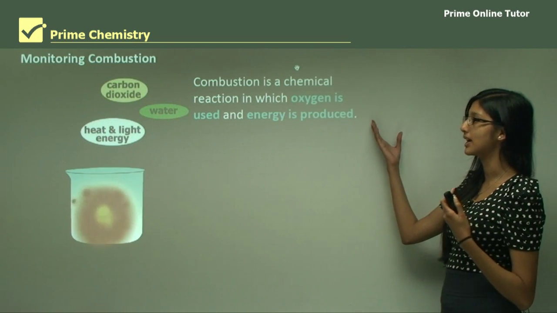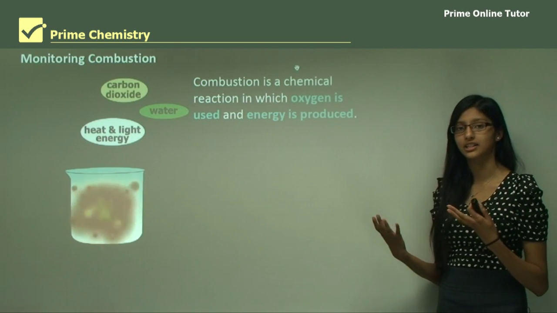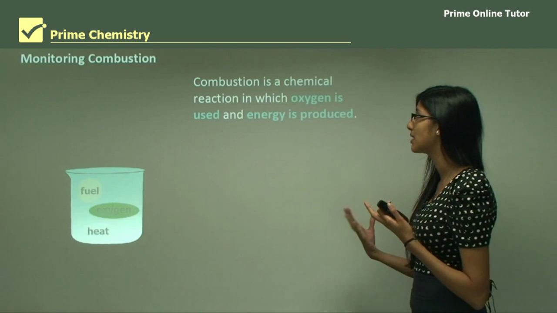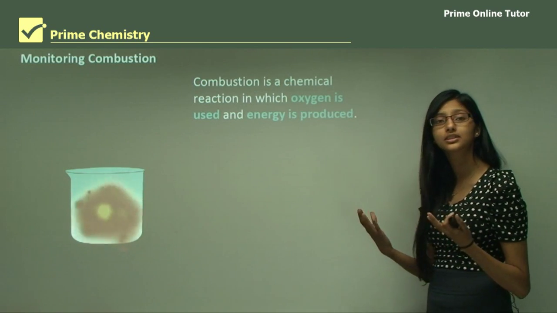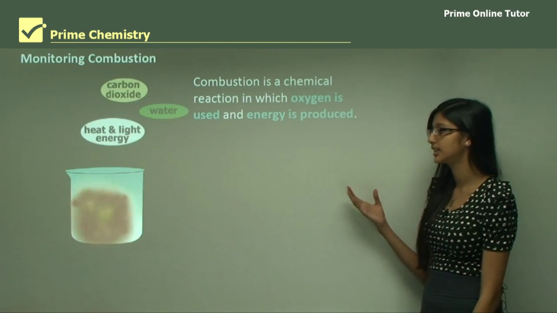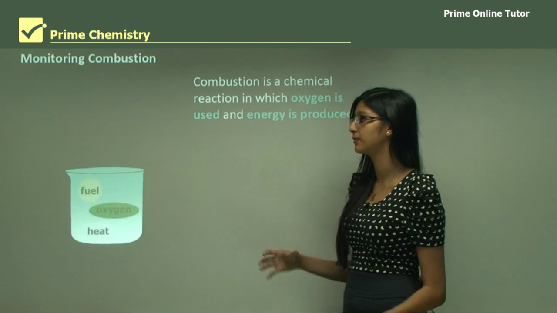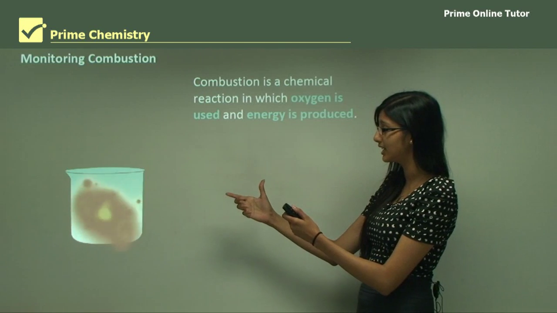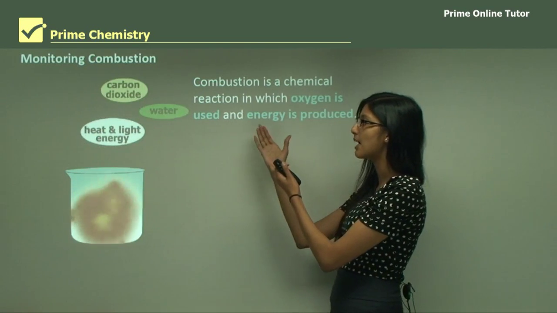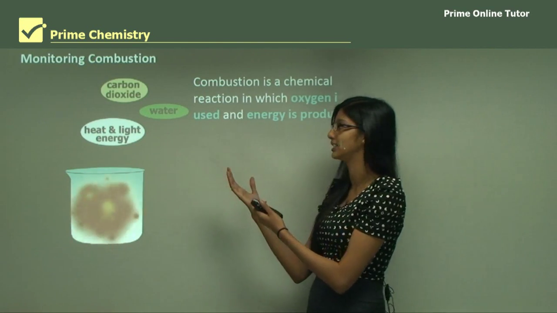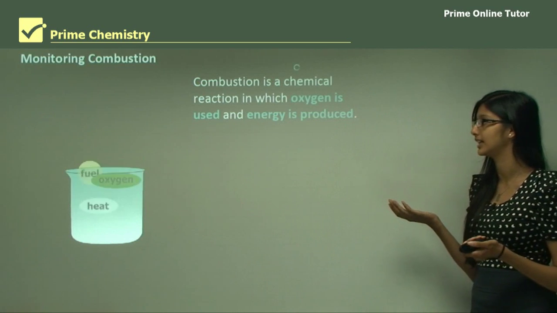For example, combustion. Now what is combustion? A combustion is a chemical reaction in which oxygen is used and energy is produced. As you can see in this animation, oxygen, heat, and fuel are used and they produce energy. So the products we get are carbon dioxide, water, and heat and light energy. So this is what combustion is.